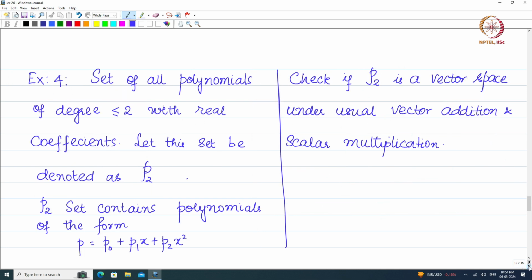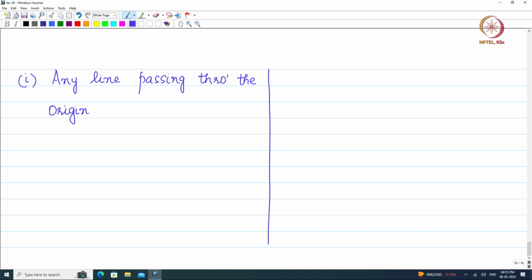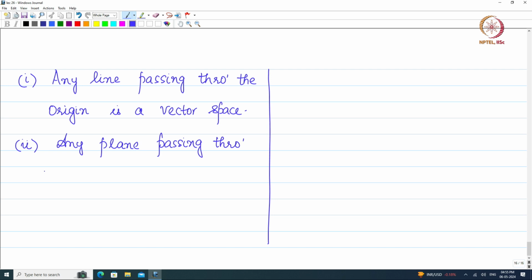So, let us make a general comment here. We see that any line passing through the origin is a vector space, and any plane passing through the origin is also a vector space. So, this is also something we saw.